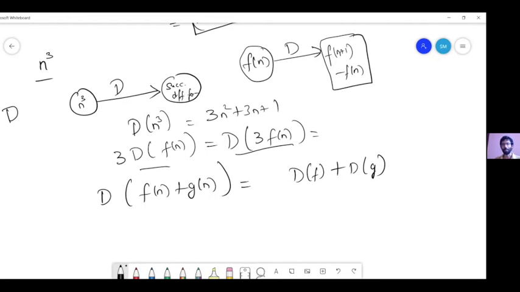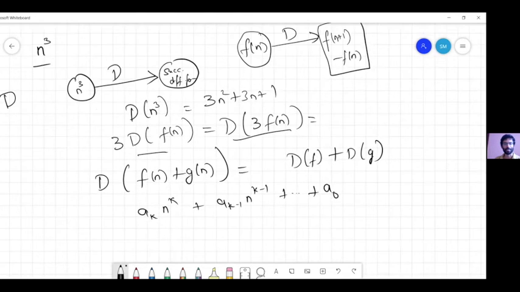So basically, whatever you told. Now, if I have a polynomial like ak n power k plus ak minus 1 n power k minus 1 and so on, plus a naught, this is the formula that I have, and I need to find the first order difference of this.